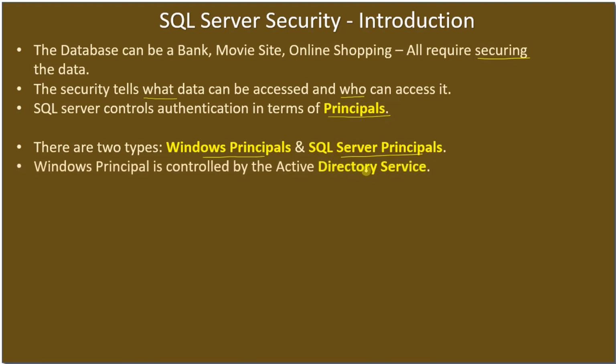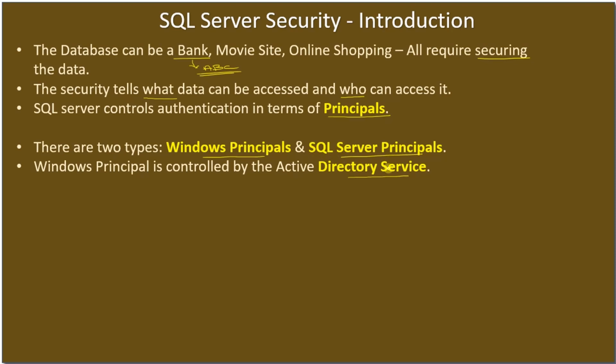A Windows principal is controlled by Active Directory service, and we know what a Windows principal is. For example, if you are logging into a specific Windows machine, you will specify a domain user account and password. So the domain user account is specified by the directory service. Say for example, let's talk about a banking domain, and the bank name is ABC Bank. There will be an employee who belongs to this ABC Bank.